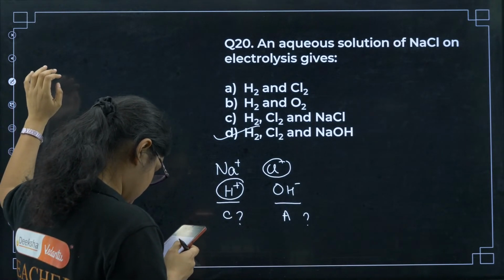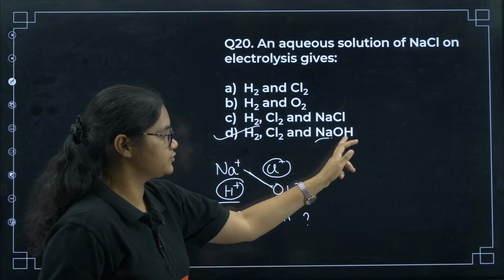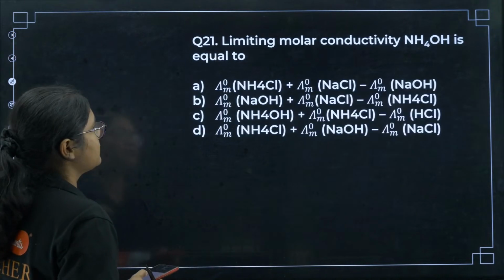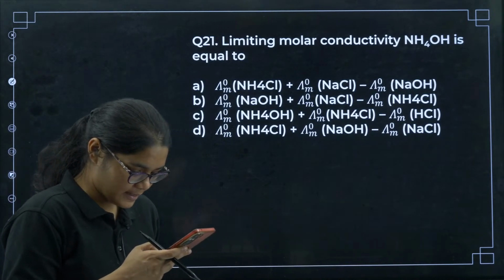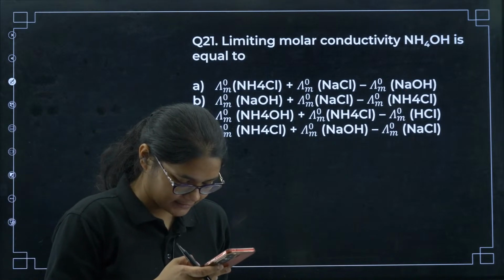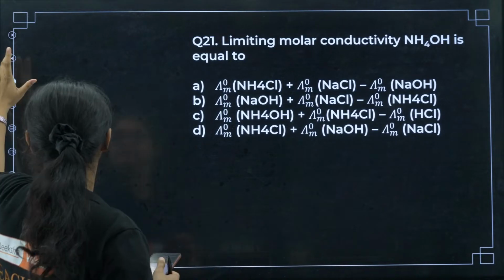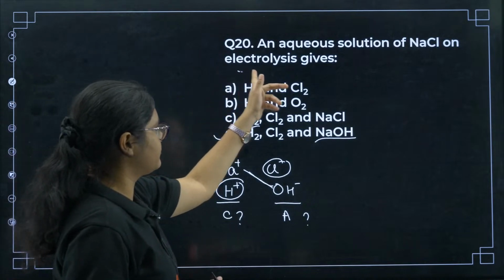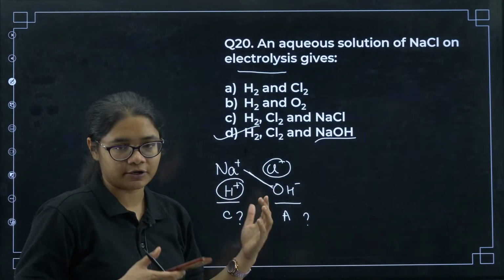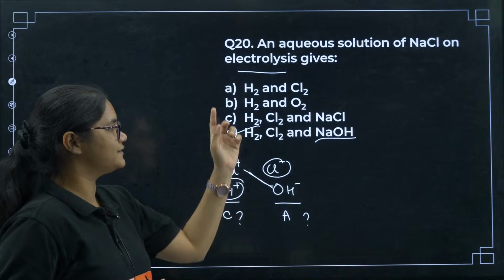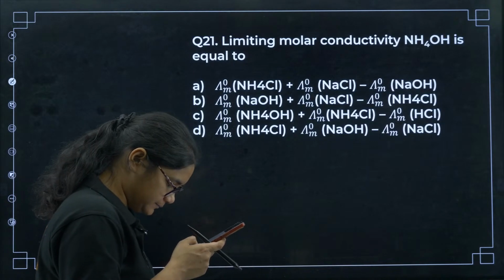Next, NaOH. So we will also get NaOH produced here, so NaOH you should include. Next, question number 21. Limiting molar conductivity of NH4OH is equal to. 20 is D, students. NaOH is produced in the solution, so that also you need to consider. Is it mentioned only about electrolysis? No, the final products of electrolysis. If it is mentioned only at the electrodes, then yes, chlorine and H2 are produced at the electrodes, but the overall products of electrolysis also include NaOH.